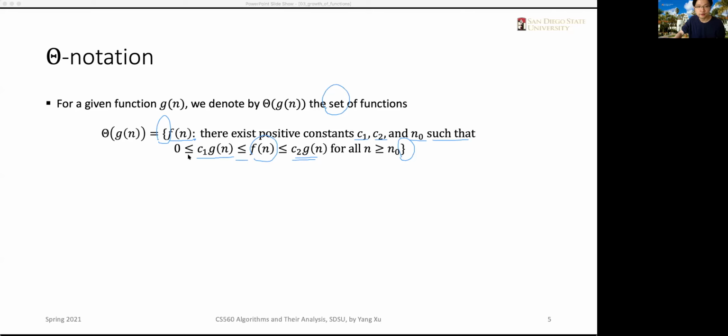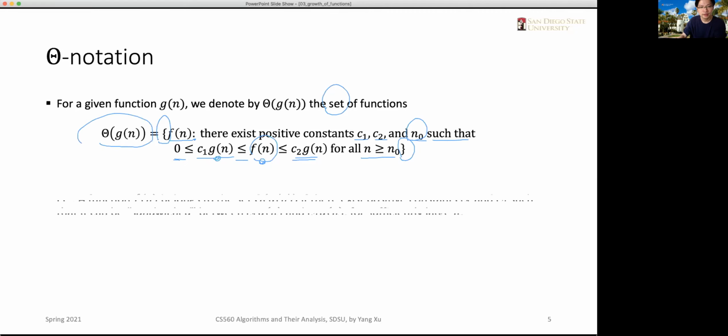And these constants, of course, are greater than 0, okay? This holds for all n that are beyond n0, that are greater than or equal to n0, okay? So it basically tells one thing: the value of f of n is somewhere between the lower bound and upper bound described by g of n. Okay, and all the functions that satisfy this property can be denoted by the big theta of g of n notation.